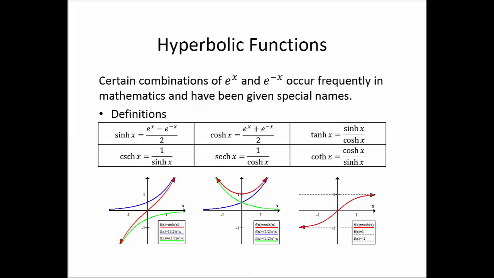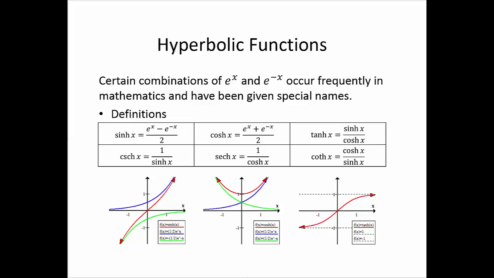Similarly, the hyperbolic cosine is defined as e to the x plus e to the negative x over 2, and it's in the second graph, again in red. Again, notice how it's bounded by 1/2 e to the x and 1/2 e to the negative x. And if we divide the hyperbolic sine of x by the hyperbolic cosine of x, we get the hyperbolic tangent of x. And its graph is given in the third graph. Notice how it's bounded by y equals 1 and y equals negative 1.